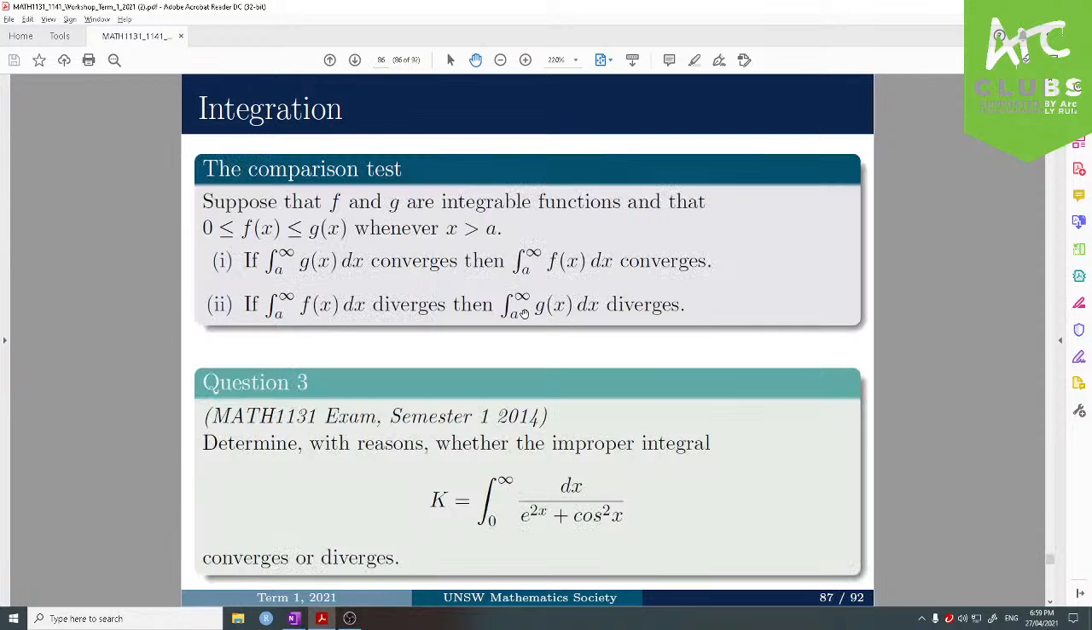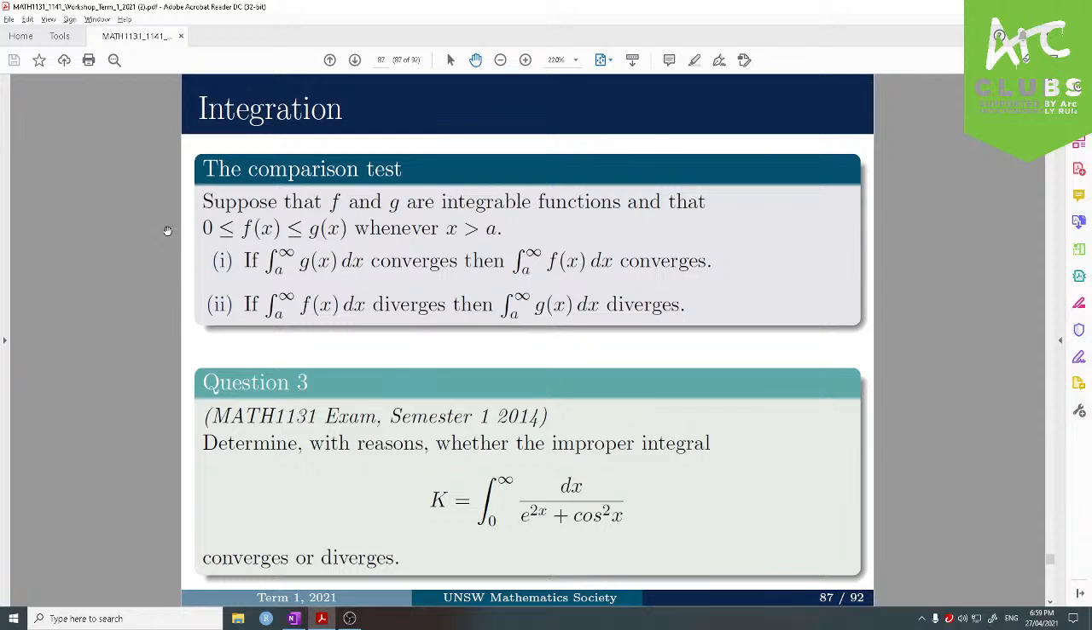The final part of integration that I'll go through is the comparison test, to check whether an integral converges or diverges. This is to do with improper integrals, so the boundaries are not necessarily just a nice constant. It will go from something to infinity. The comparison test is kind of similar to the stuff you've done in limits, potentially, like the pinching theorem and so on.